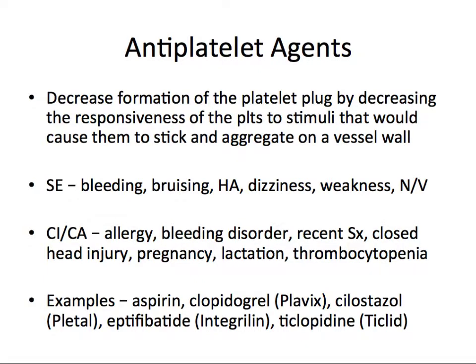While we're discussing platelets, let's take a moment to discuss antiplatelet agents. These drugs decrease the formation of platelet plugs by decreasing the responsiveness of the platelets to stimuli that would cause them to stick and aggregate on a vessel wall. Side effects of these medications include bleeding, bruising, headache, dizziness, weakness, nausea, and vomiting. They're contraindicated in allergies, bleeding disorders, recent surgery, closed head injury, pregnancy, lactation, and thrombocytopenia.